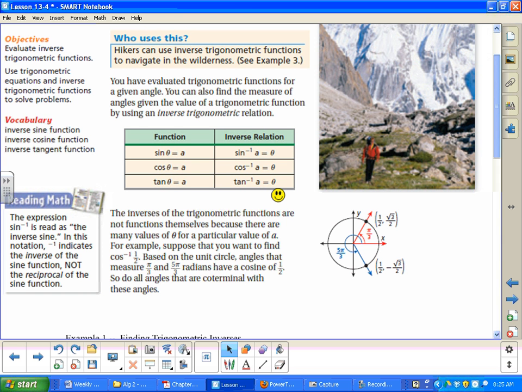So what do we say when we're talking about inverses? It's a reflection over the line y equals x. So the values of x and y switch. In this case, our angles are x, which give us the domain. The ratios, a, are y, which gives us the range. And when we go from the function to the inverse, those things switch.